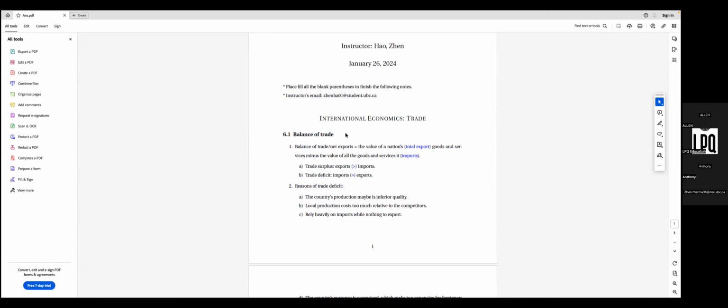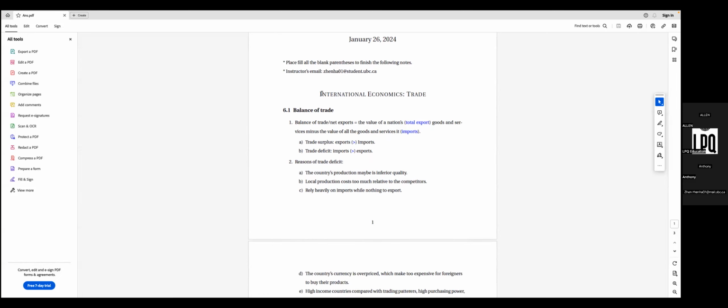Because you can see the title, notes number 6 is about international trade. The last two lecture notes are called international economics. So what do I mean by international economics? Why do we add international before economics? International economics is about how we can connect two nations, two countries together. It talks about the economic relationship between two different countries.